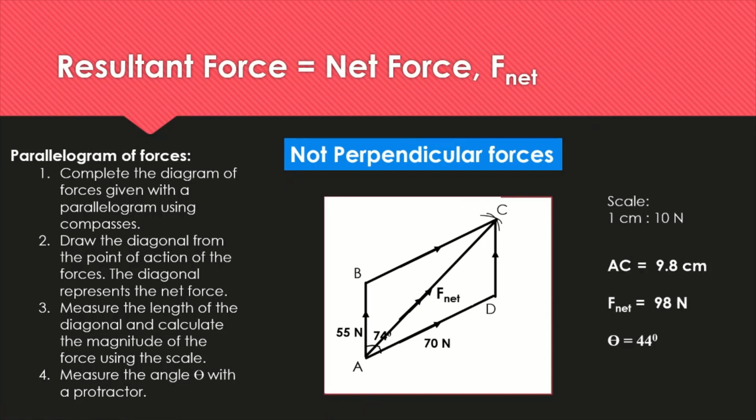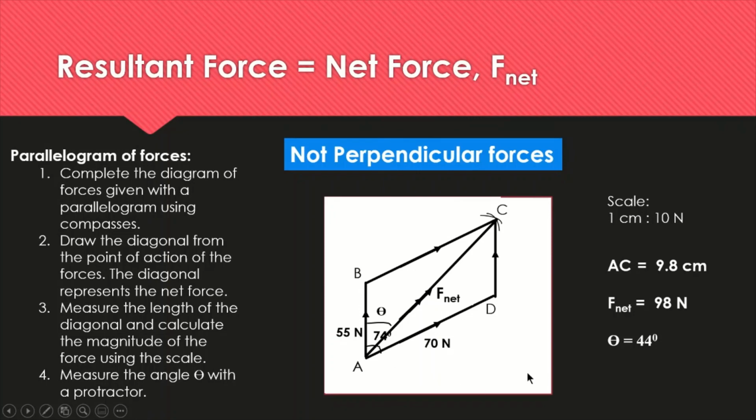Using the scale, we measure the length of AC and calculate the net force from the scale. Using a protractor, measure the angle theta. Finally, we can state that the net force is, for example in this case, 98 Newton at an angle of 44 degrees from the 55 Newton force.